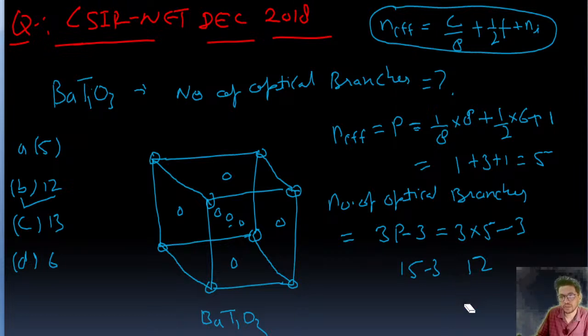Simple question, right? I have already explained how to get N effective. If you talk about a cubic crystal, then corner atoms by 8, because there are 8 corners, plus 1 by 2 face atoms, F as I have written, plus Ni, that is the center atom. So that's why this one.